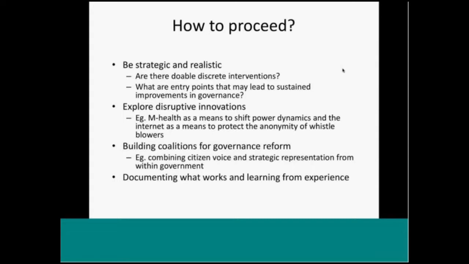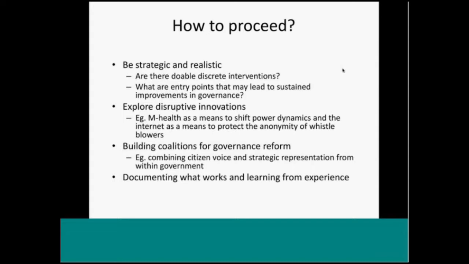The paper that I wrote with Bob and Agnes provides some of these suggestions and some other ones, but I've highlighted the ones which seem most important and most critical to me. I would welcome the views of other discussants and panelists. So firstly, I think we need to be both strategic and realistic in how we intervene in governance. We need to think more about doable and discrete interventions. What are good starting points for addressing governance? And in particular, what are the entry points that may lead to sustained improvements in governance?